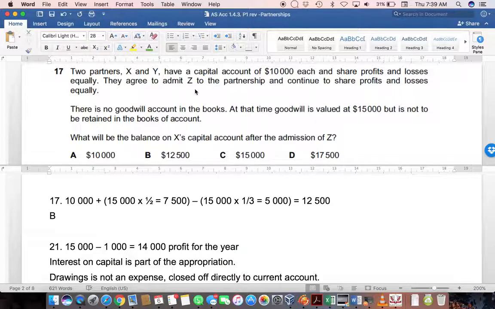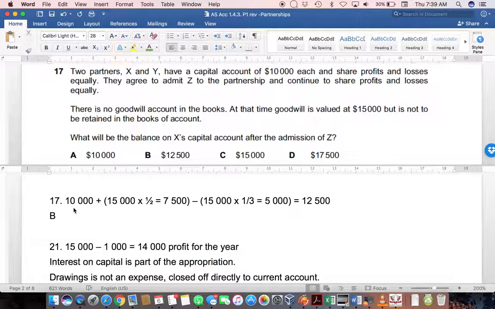In this case, Z is joining the partnership and will probably contribute capital. So it means that if you wanted to, you could keep capital in the accounting records, but it does tell us that there's no goodwill to start with. Goodwill is valued at $15,000, but it is not to be retained, which means that we need to subtract it. What will the balance on X's capital account be after the admission of Z?